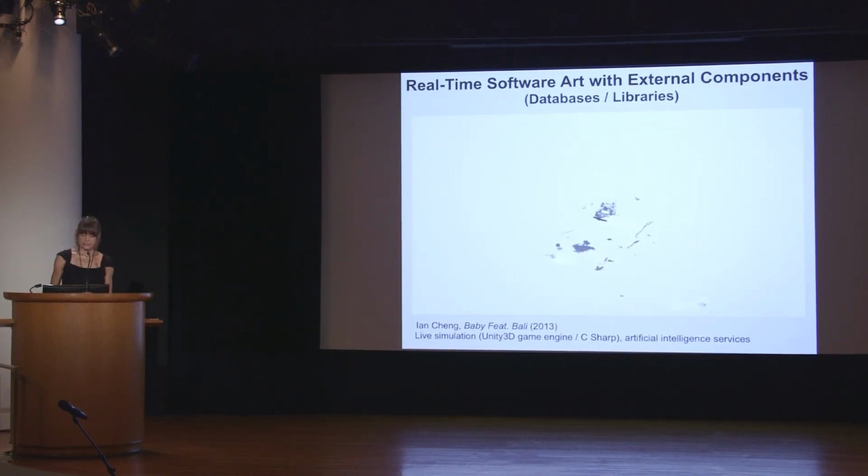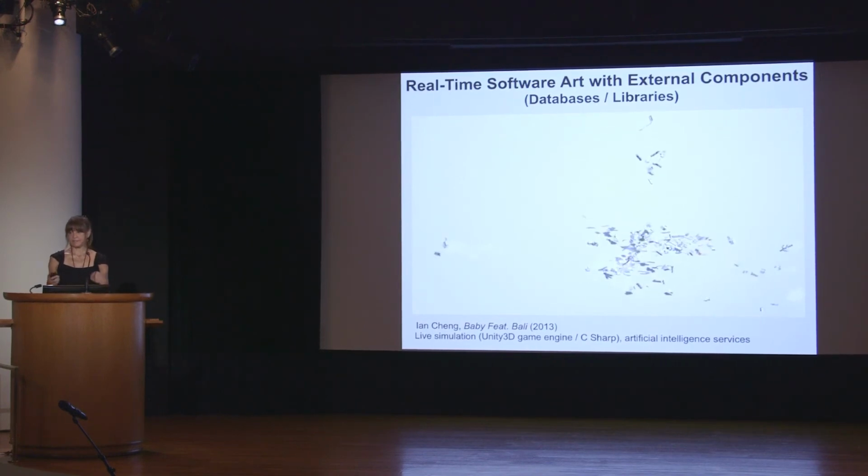Another challenge that is presented by software art are external components. So what you are looking at here is Ian Cheng's Baby Feet Bali, a work in the collection of the Whitney Museum. The image here should actually be vertical, although this is how you find it on Vimeo and other platforms. So this is a live simulation created in the Unity 3D game engine, and the official credit line is Artificial Intelligence Services. What this project uses is a dialogue between bots on the net to drive the visuals. So it is driven by bots. All of these works, of course, create the question, well, what do we do if those external services vanish at some point?